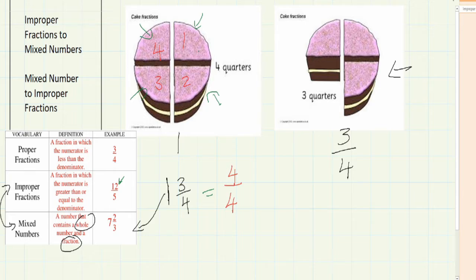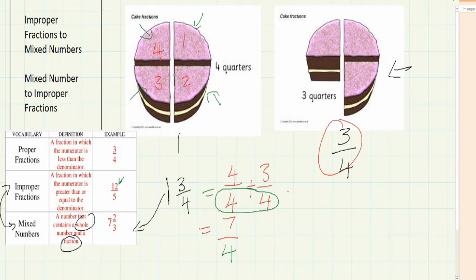And what else do we have? We also have this amount over here, which is 3 quarters. So if I add that 4 and that 3, which makes 7, and I remember my addition and subtraction lesson that you did, that we don't add the denominators because they are the same, would I be right in saying that the improper fraction is 7 over 4?